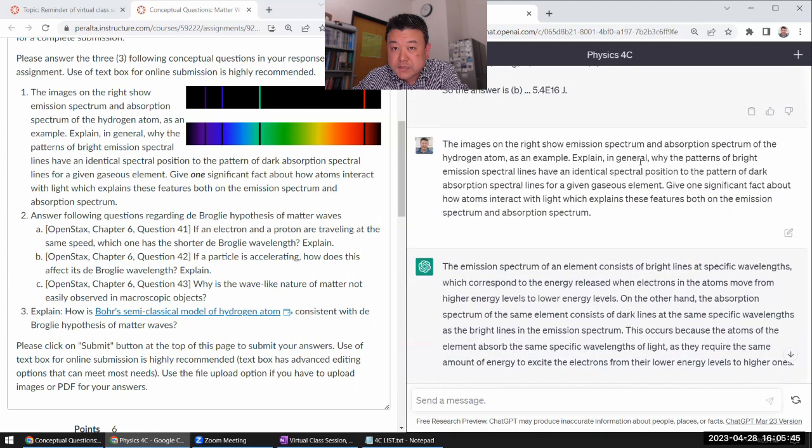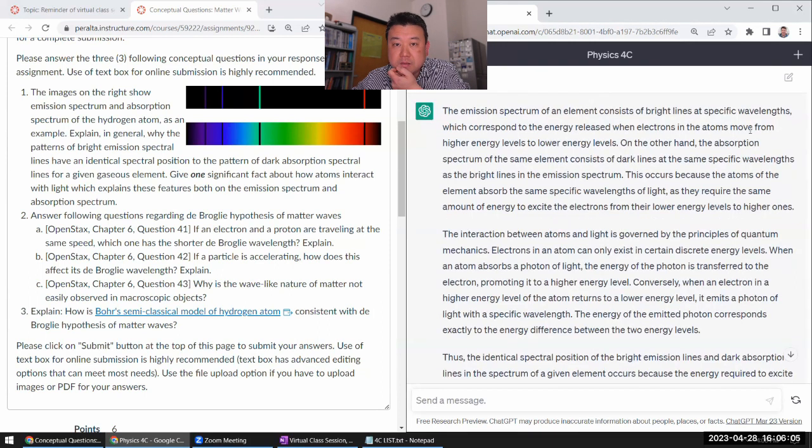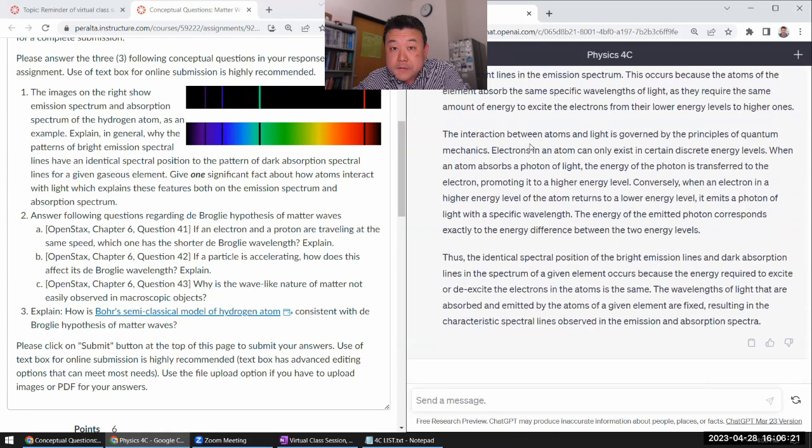So I asked, explain why bright emission spectral lines have an identical position, identical wavelength, to the dark absorption spectra. Give one significant fact about it's sort of quantized energy levels, which is what it should be bringing up. Let's see. Emission spectral wavelength, electrons move from higher to lower levels. Absorption is the same, atoms acquire the same amount of energy to excite the electrons. Yes, quantum mechanics, right, discrete energy levels. That's the thing. That's a good answer. It's the kind of question that ChatGPT does well.